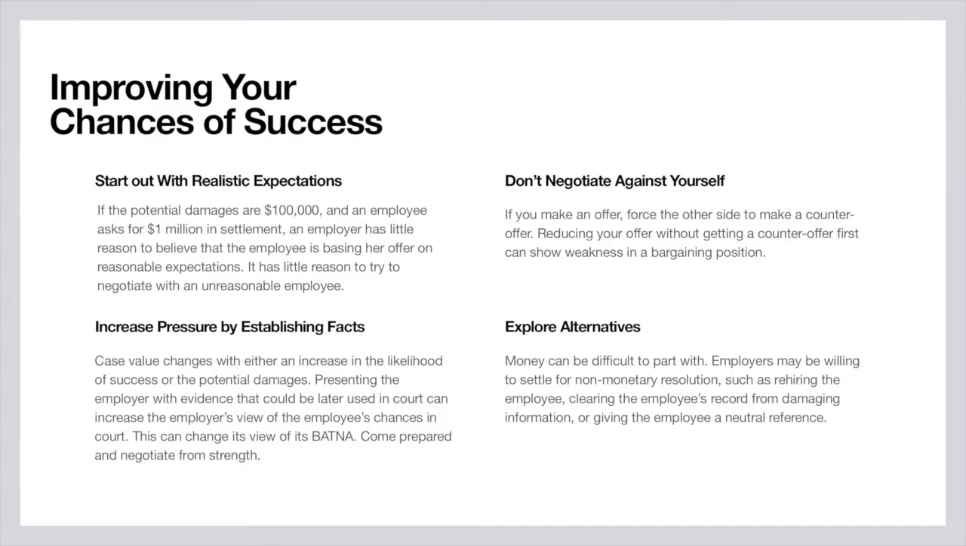An employee can increase the pressure on the employer to settle by getting facts into what would be the record. So for example, if an employee has a critical witness who is going to testify on his behalf, getting a statement made under oath that is admissible in court will show the defendant that you've already established some of the facts that you're going to need in order to prevail at trial.